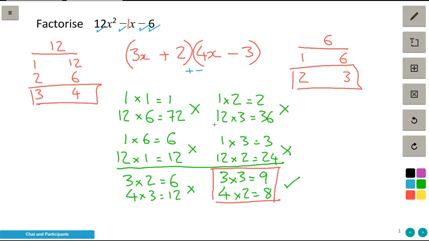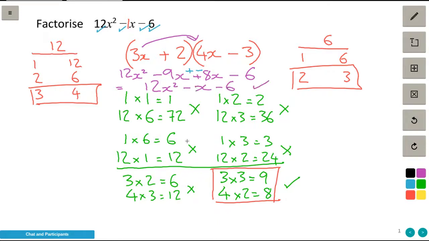That's our answer then. Let's just take a moment to expand that out and confirm that it does work, to see exactly what we're doing here. 3x multiplied by 4x will be 12x squared, which is what we wanted. Then 3x multiplied by the minus 3 will be minus 9x. Then we've got the 2 multiplied by the 4x to give us plus 8x, and then the 2 multiplied by the minus 3 to give us minus 6. And if we collect those terms together, we've got 12x squared minus x minus 6 as we wanted.